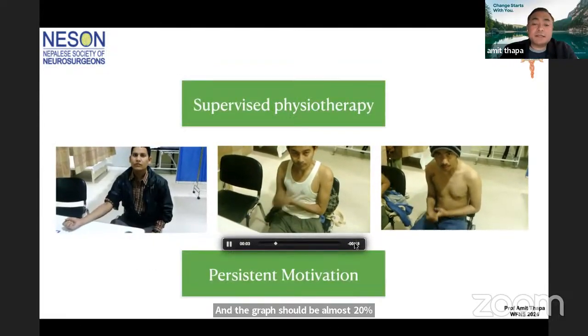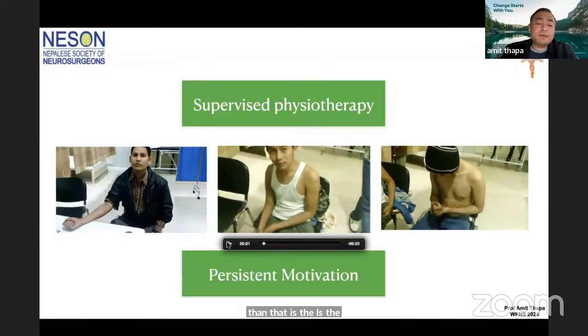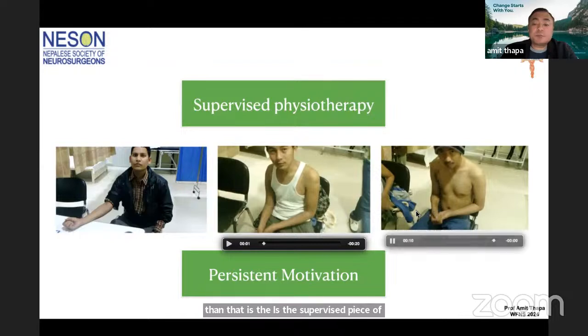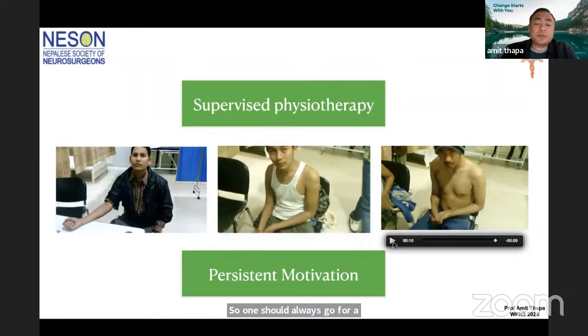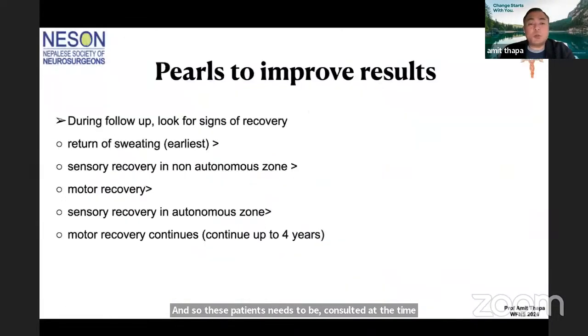Other than that is supervised physiotherapy. One should always go for supervised physiotherapy whenever allowed, because patients get demotivated if they do not see any outcome within 3 to 6 months. So these patients need to be counseled in a timely manner and always have supervised physiotherapy. And this is what we are following here.